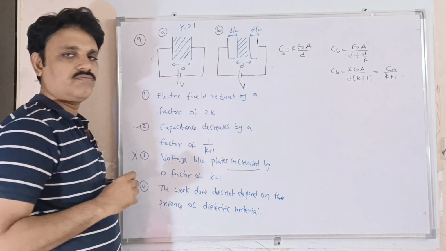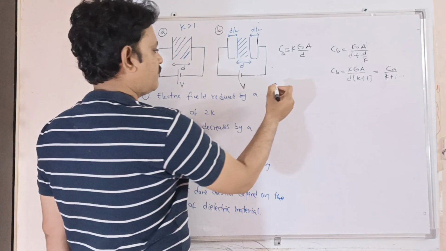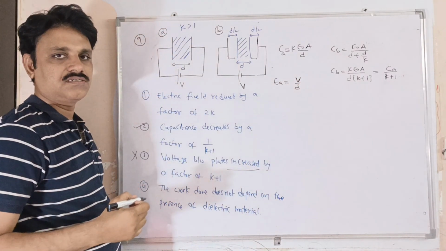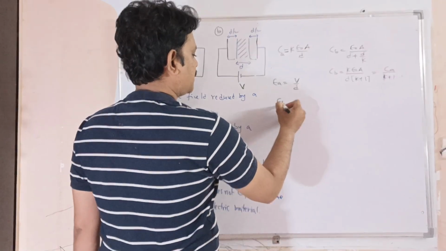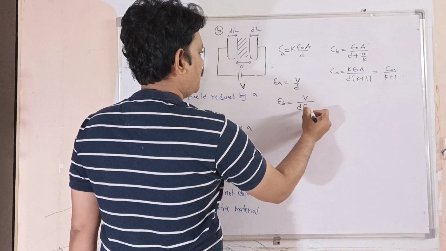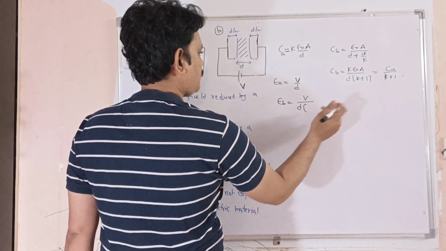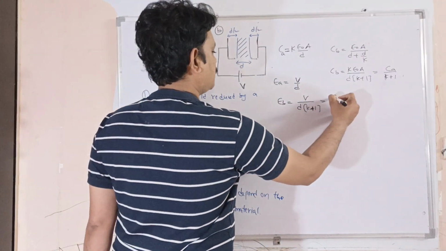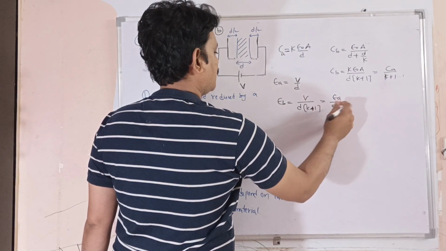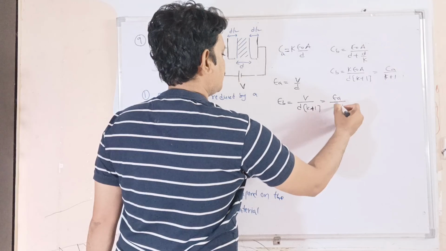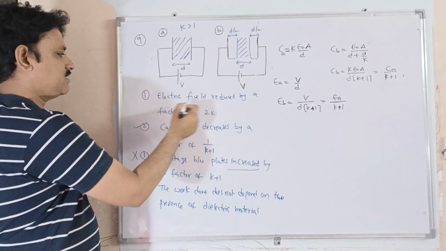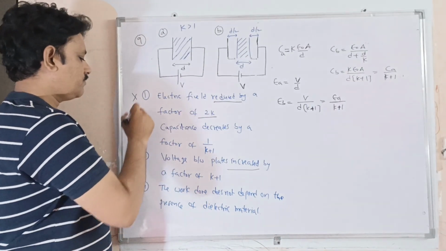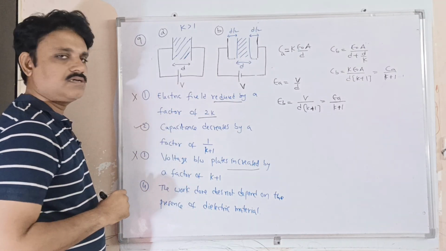Let us go with the first option. The electric field in the first case, E is equal to V by D. The potential is V, distance is D, in the first case. In the second case, if you calculate the electric field, it is V by D into K plus 1. So if you compare, EB is equal to EA by K plus 1. Like the capacitance, the electric field also decreases by a factor K plus 1. But here the answer is given as reduced by a factor of 2K, so this is the wrong option. So the first option is wrong, the second is correct, and the third is wrong.